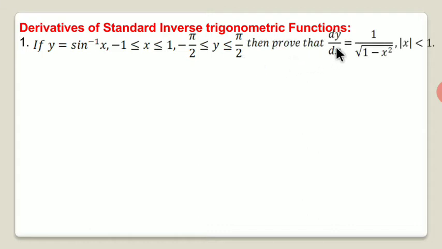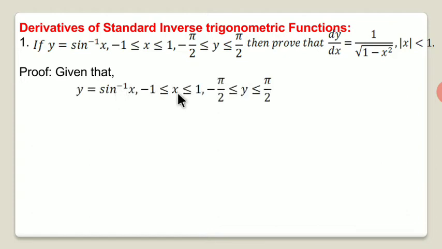Then prove that dy by dx is equal to 1 upon square root of 1 minus x square, for mod x less than 1. This is given to you and we have to prove it. So in the proof, given that y is equal to sine inverse x, -1 less than or equal to x less than or equal to 1, and -pi by 2 less than or equal to y less than or equal to pi by 2. Now since y is equal to sine inverse x, x is equal to sine y.